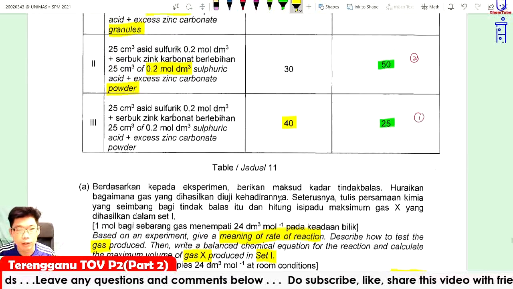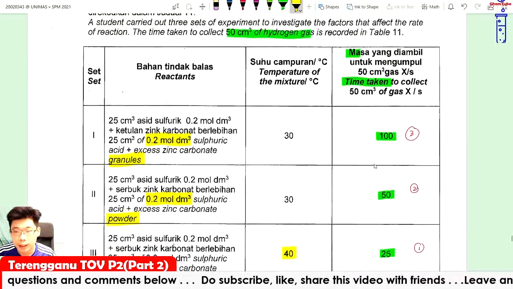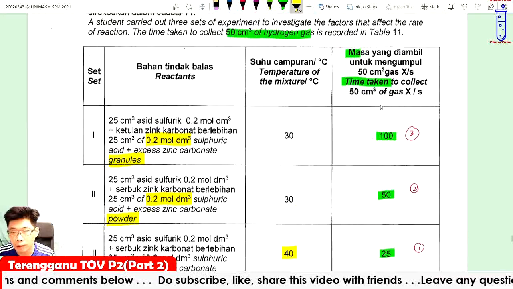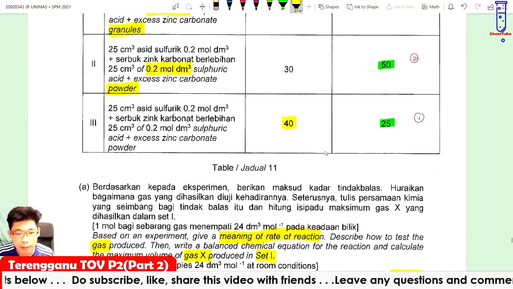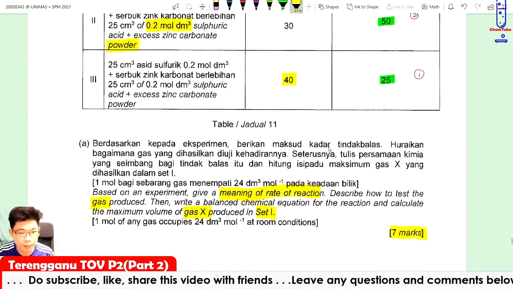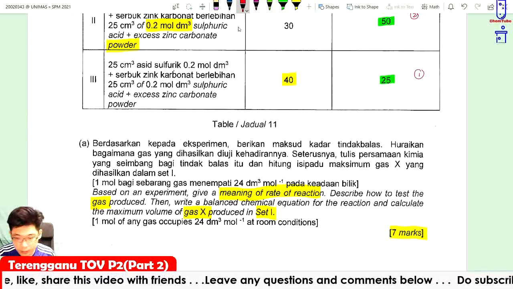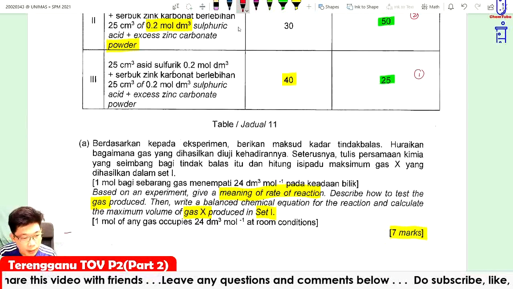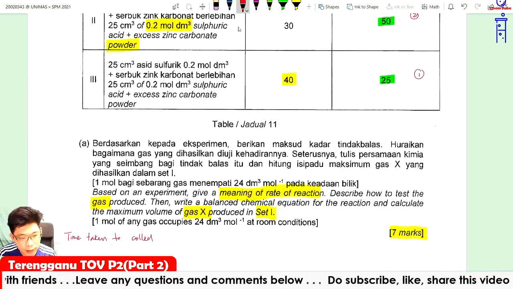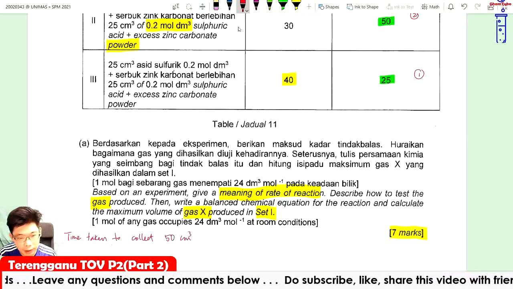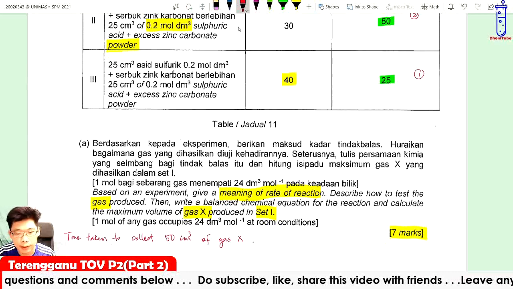First we need to define the rate of reaction. Based on the experiment, we can define it as the time taken to collect 50 cubic centimeter of the gas X in the experiment. So it's the time taken to collect 50 cubic centimeter of gas X in the experiment. That is the rate of reaction.